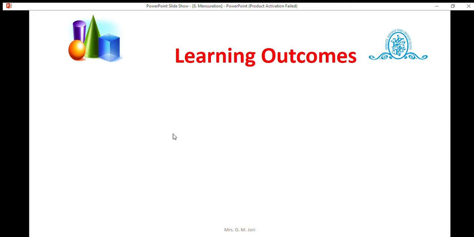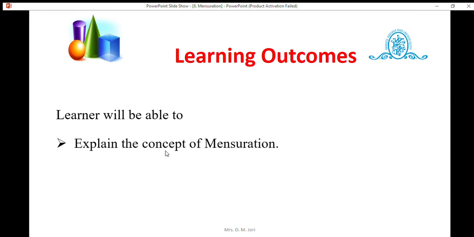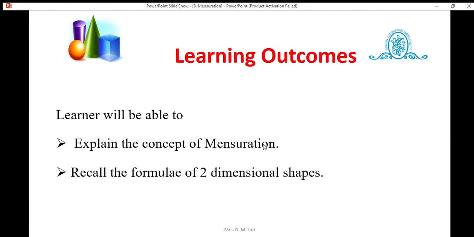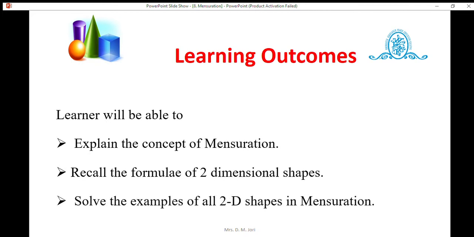Before going further, let's see the learning outcomes of this video. After watching this video, the learner will be able to explain the concept of mensuration. The concept will be clear to all of you. The second learning outcome is, all the two-dimensional shape formulae will be recalled. And the third learning outcome is, you will be able to solve the examples of two-dimensional shapes.